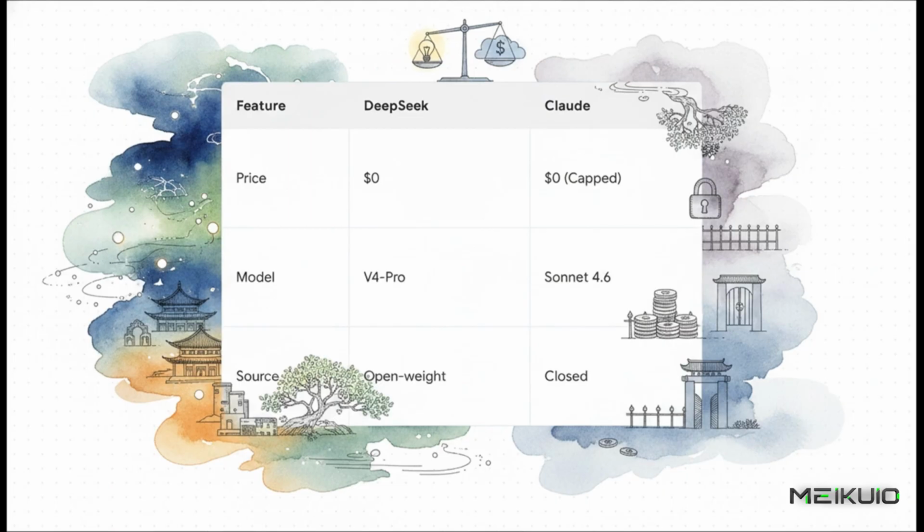Well, DeepSeek, coming out of a lab in Hangzhou, gives you their absolute flagship model, the 1.6 trillion parameter V4 Pro, completely for free. There isn't even a paid consumer tier to upsell you to, and you don't really have to worry about strict message caps either.